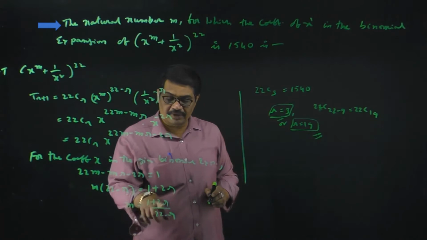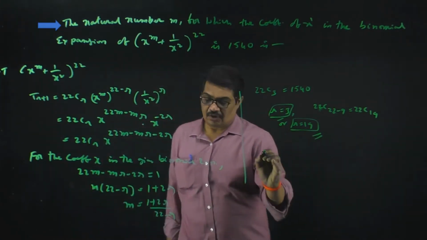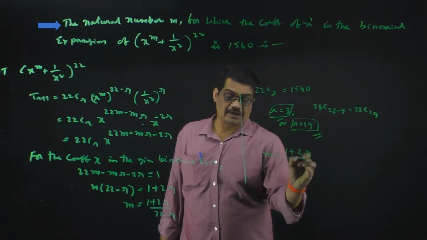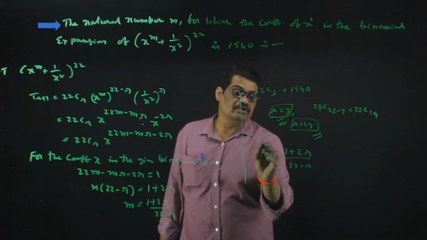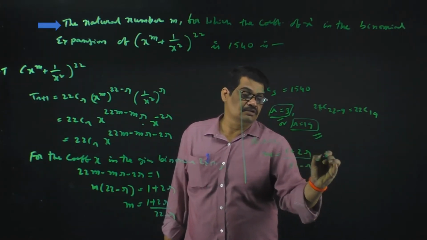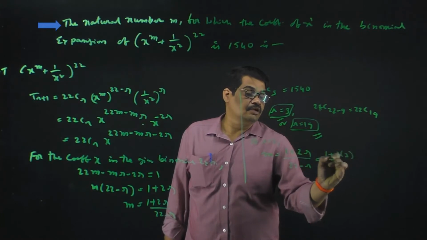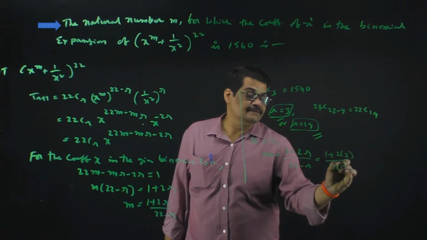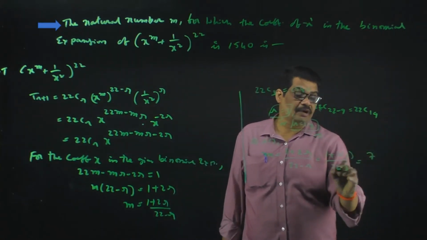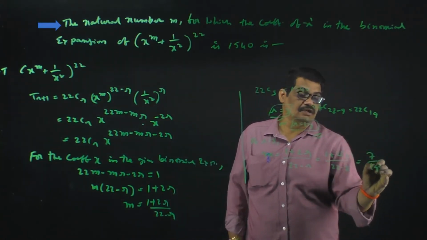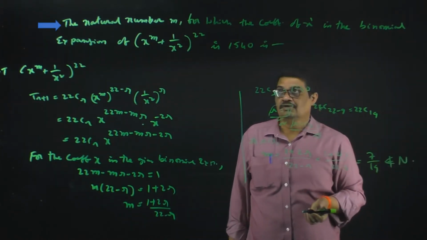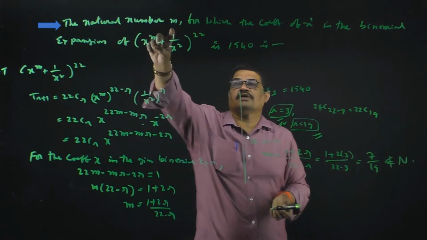m is equal to (1 plus 2r) by (22 minus r). If r is equal to 3, we get (1 plus 2 into 3) by (22 minus 3), that is 7 by 19. It is not a natural number. So we have to find the natural number for m.